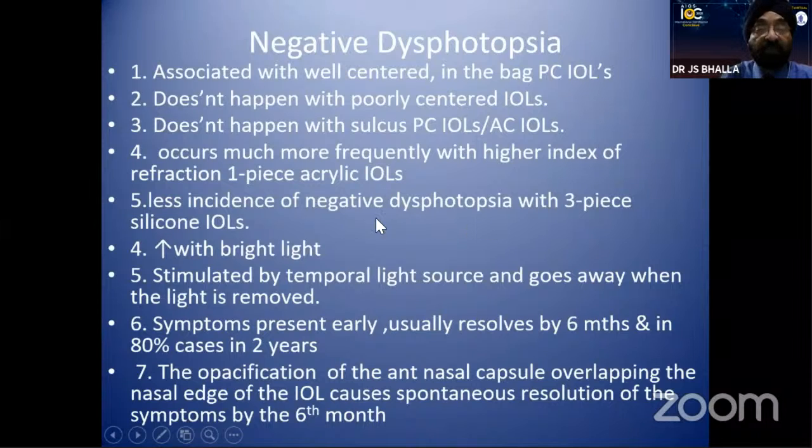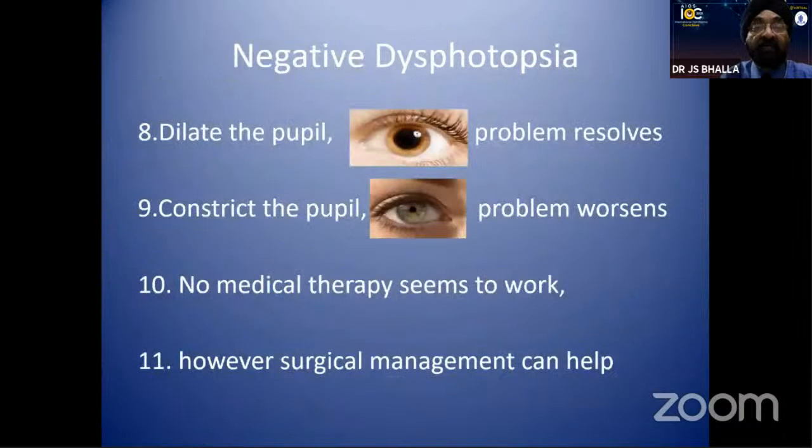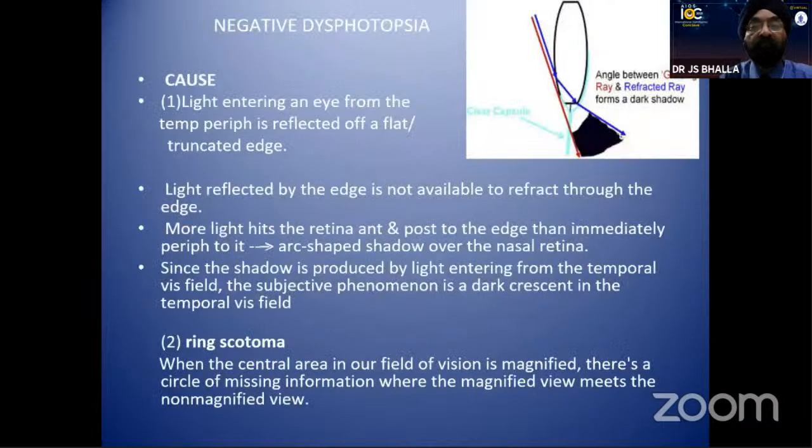Incidence with 3-piece silicone IOLs increases with bright light, and symptoms, although present early, usually resolve by 6 months, and in 80% of cases within 2 years. Dilate the pupil, the problem resolves. Constrict the pupil, the problem worsens. Since no medical therapy seems to work, surgical treatment may be required in these patients.